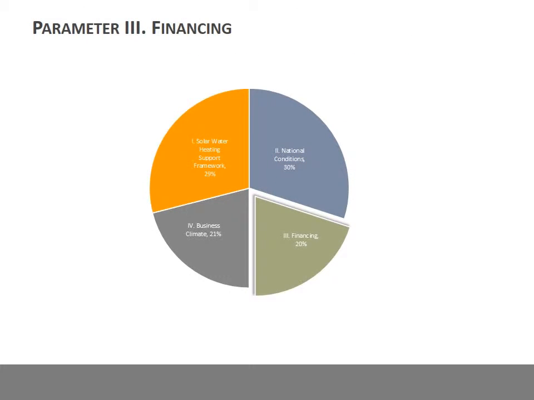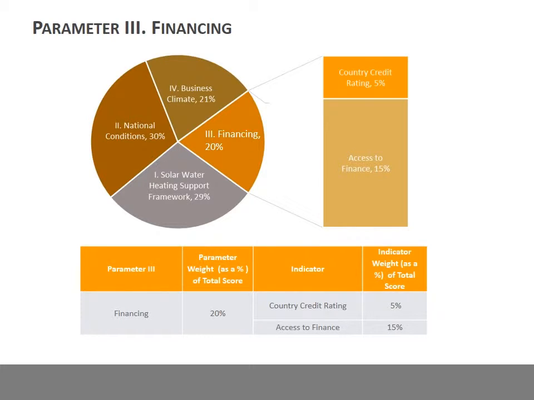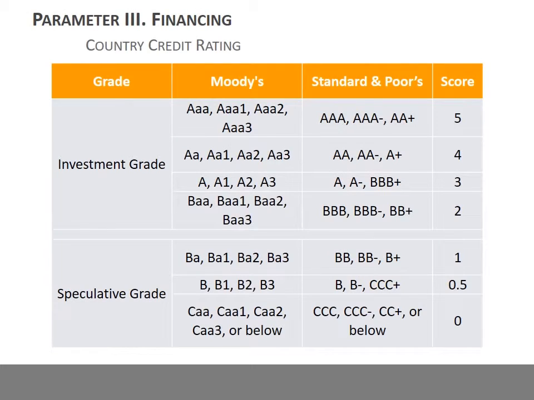The third parameter focuses on financing issues. The availability and cost of financing are important drivers for solar water heating development given the upfront cost of solar systems. Parameter 3 is 20% of the total market readiness assessment score and is comprised of only 2 indicators: country credit rating and access to finance.